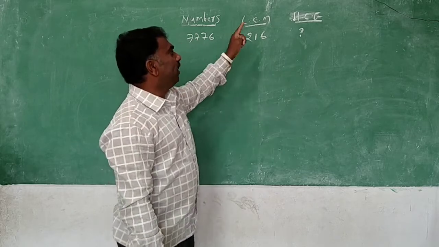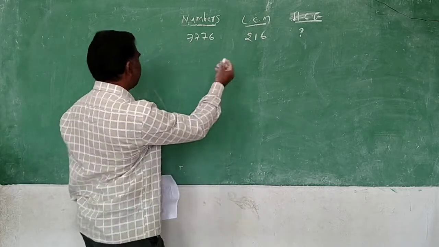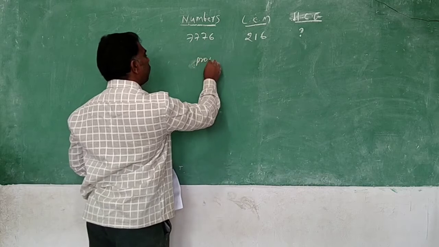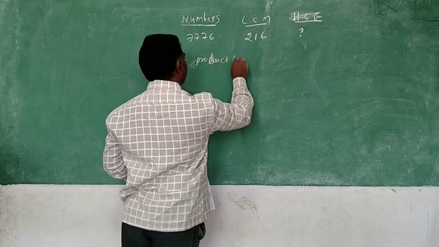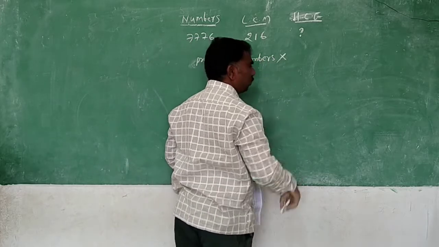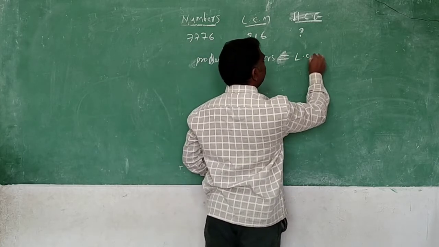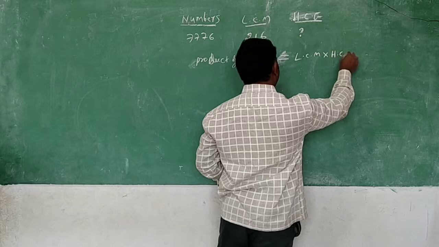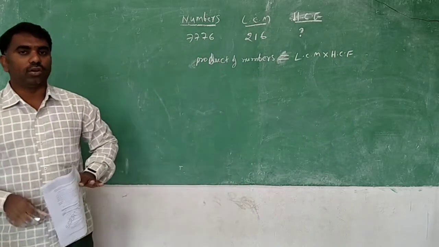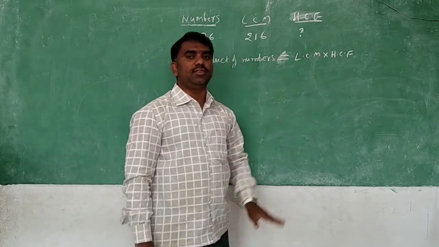Now, how do I find the HCF? By using the relation. What is the relation here? This is a relation you have learned before. Product of numbers is equal to LCM into HCF. So you need to learn it by heart. You need to remember this relation always. Product of numbers is equal to LCM into HCF.